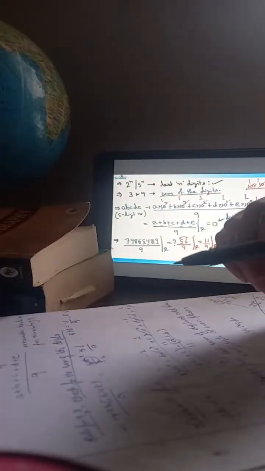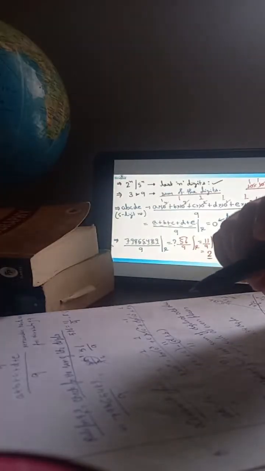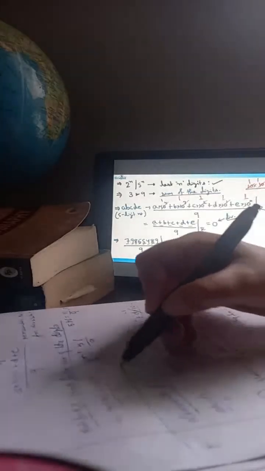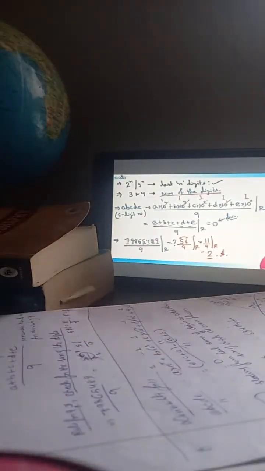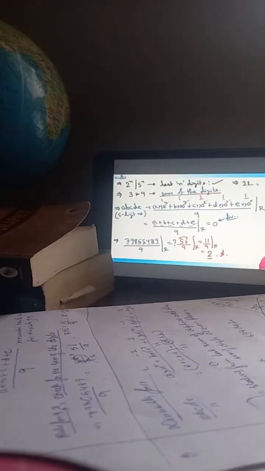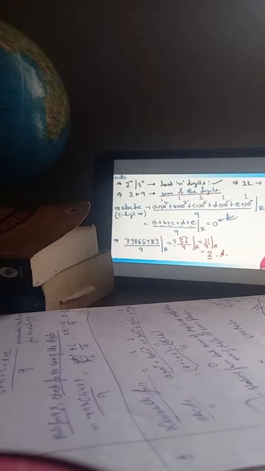Okay, clear? Next we'll do the divisibility rule for 11. Take a number ABCD, a finite number. Now this number I am dividing by 11. What will happen if you divide by 11?